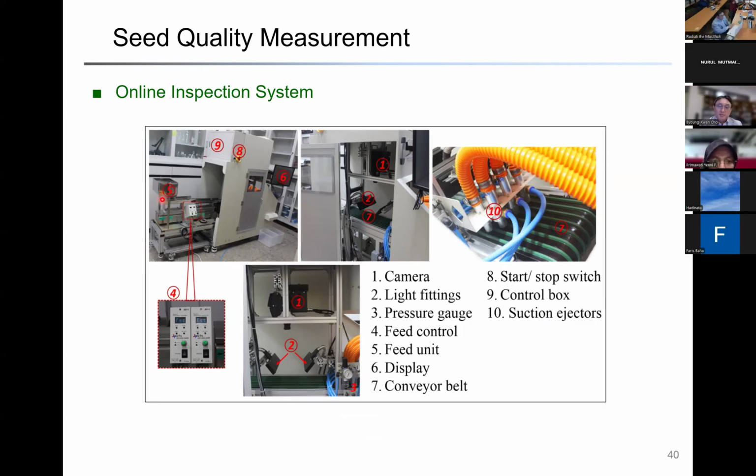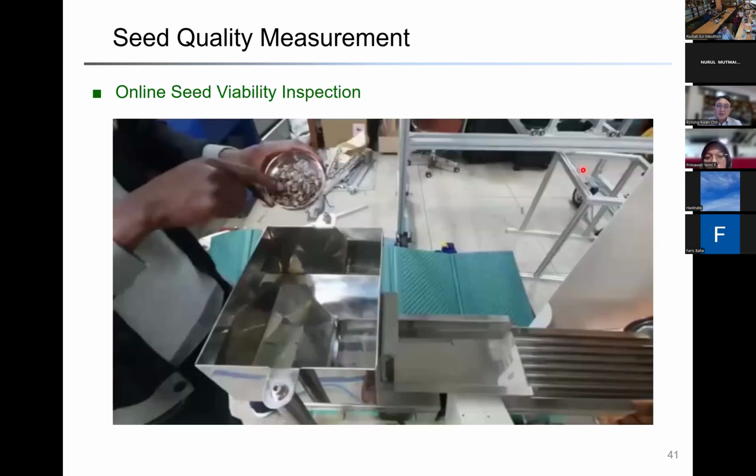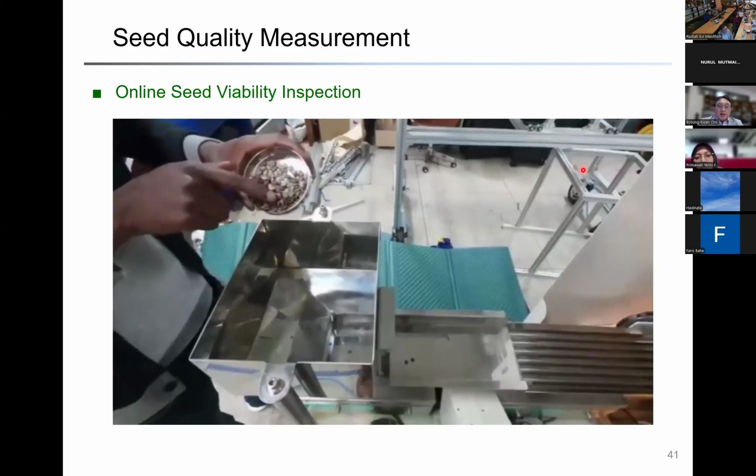Automated seed conveyor belt, and also hyperspectral images, light source, and also minus pressure sorting system. If the seed is no good, we just suck it out. Okay, so that is our online inspection system.